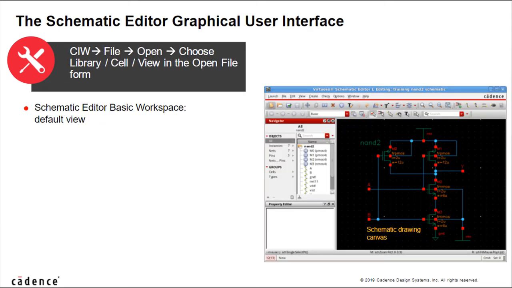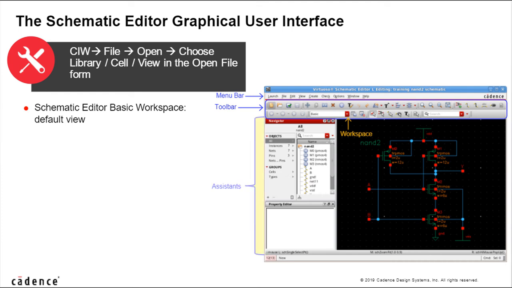Here you see the Schematic Editor user interface opened in the basic workspace. Captured on the canvas is a simple 2-input NAND gate. Here let's take a quick look at the GUI, and you have the menu bar and the toolbar. You can change workspaces from the toolbar pull down menu.